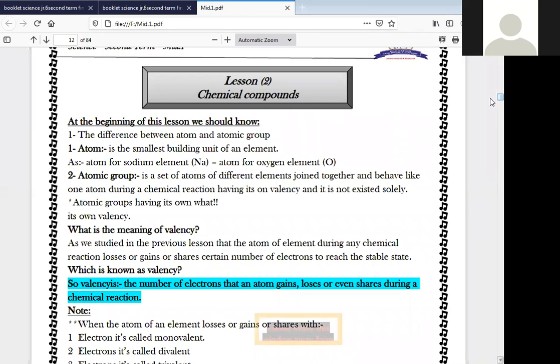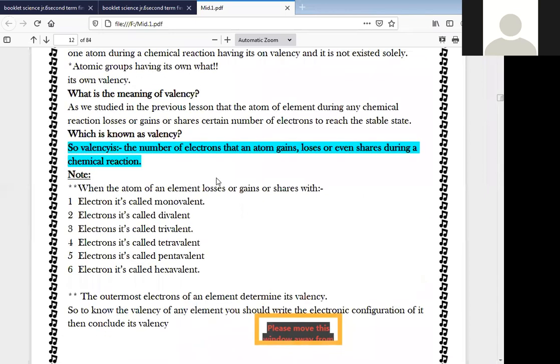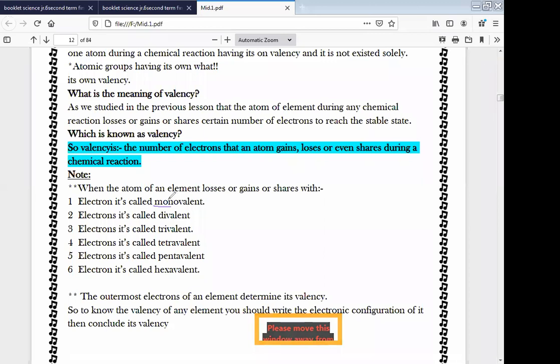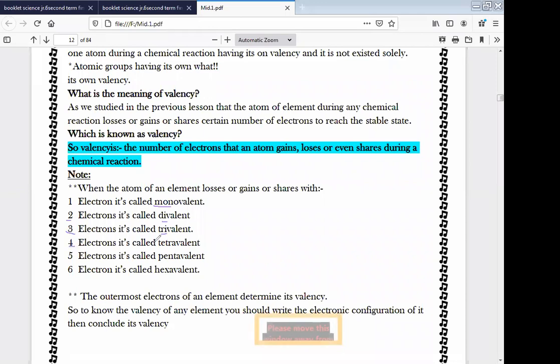Okay? When the atom of an element loses or gains or shares electrons, it's called valency. When it shares or gains or loses one electron, it's called monovalent. 2 electrons, it's called di. 3 electrons, it's called tri. 4 electrons, it's called tetra. 5 electrons, penta. 6 electrons, hexa.